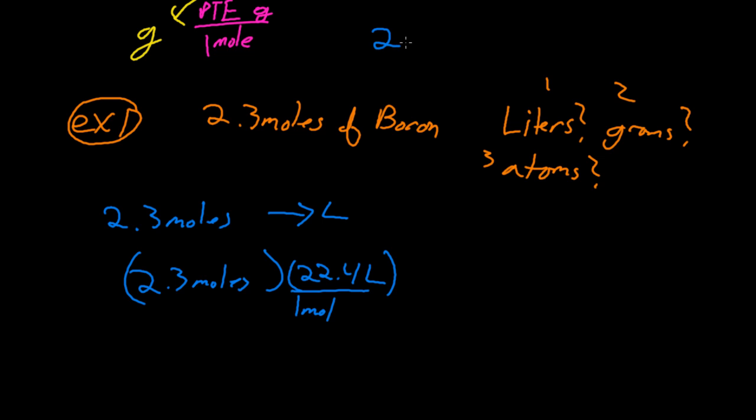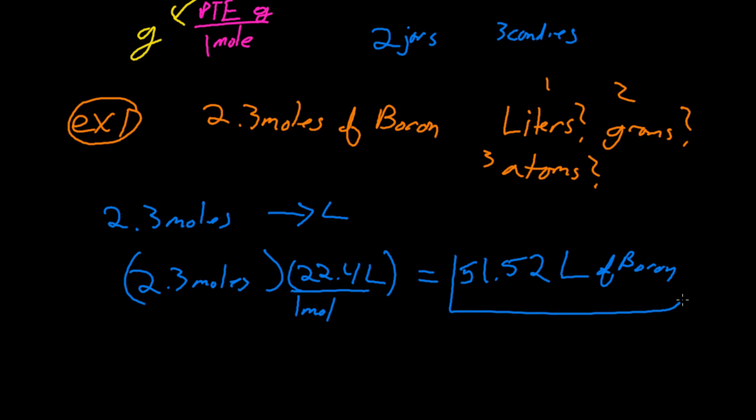If we have 2 jars, as a small analogy, and each jar holds 3 candies, to find the total amount of candy, we just multiply the number of jars times the number of candies. It's the same concept here. We have 2.3 moles, and each mole has 22.4 liters, so we multiply these together. Let me get my calculator here. 2.3 times 22.4 is equal to 51.52 liters of boron. So 2.3 moles of boron will occupy a volume of 51.52 liters.